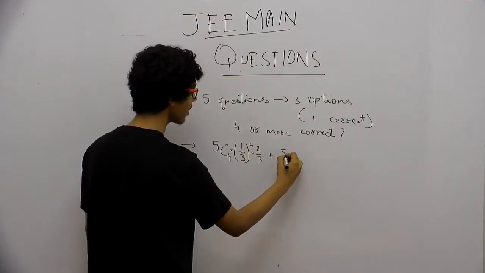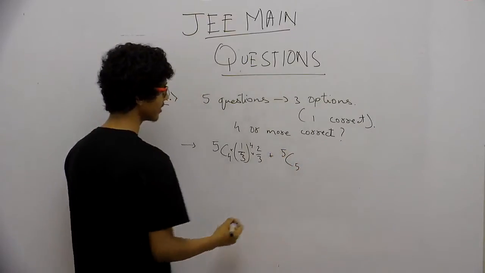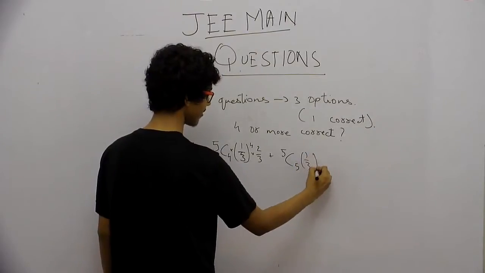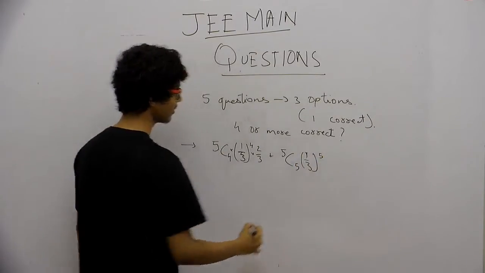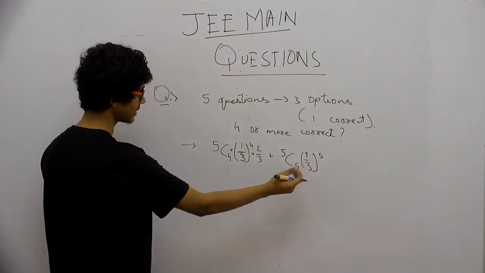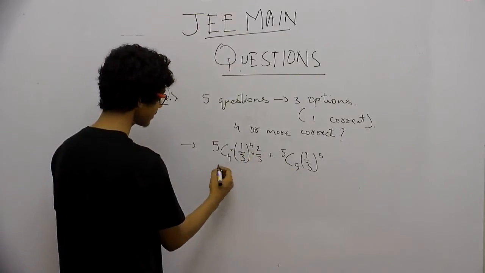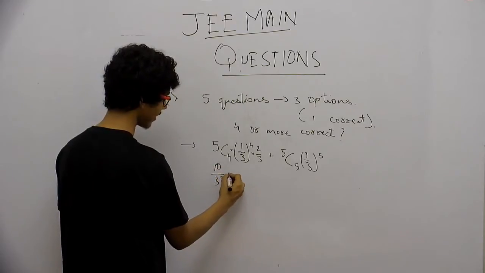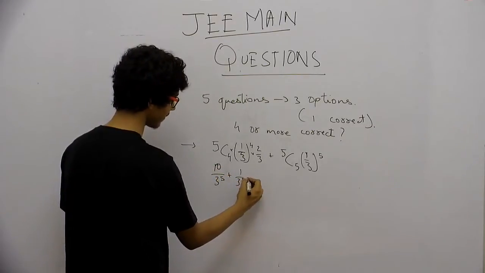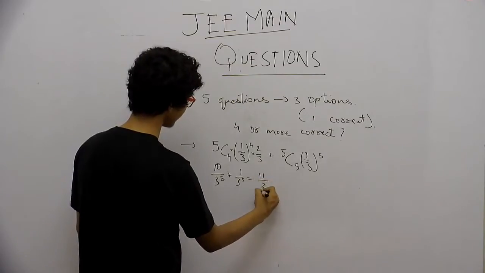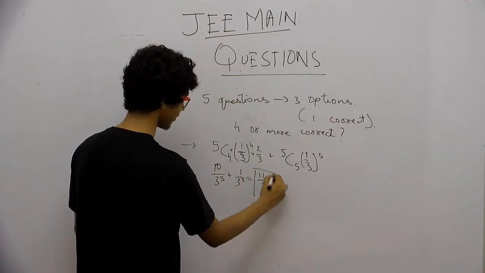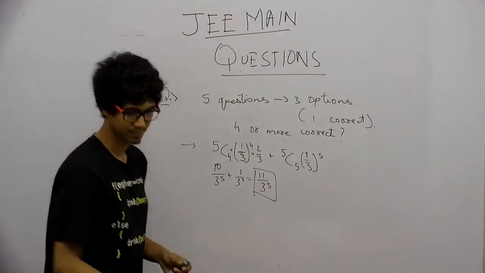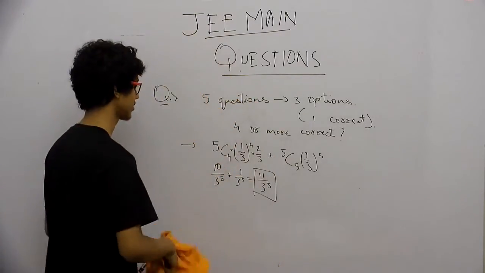या तो हमें 5 के 5 सही चाहिए, so this is basically the answer. If we expand this, we get 10 divided by 3 to the power 5 plus 1 by 3 to the power 5, that is 11 divided by 3 to the power 5. ठीक है. Moving on to the next question.